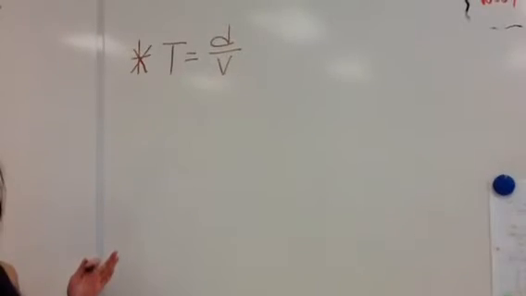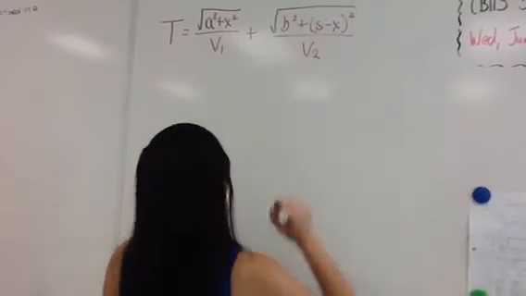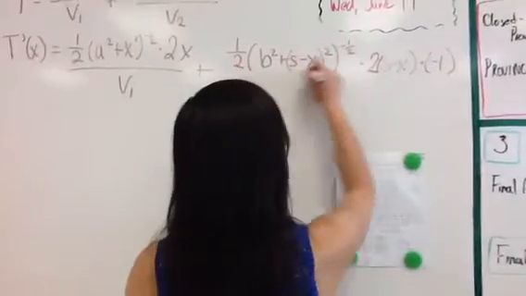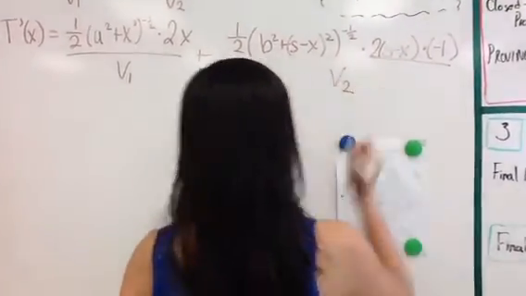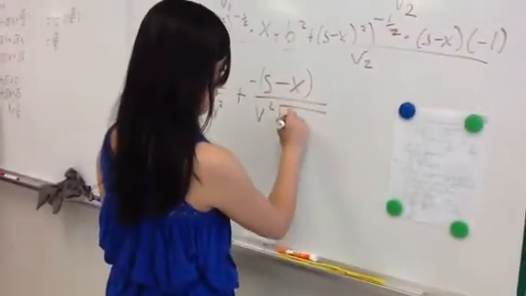Note that t equals d over v. Therefore, using this formula, we can find the time it takes to travel above and below the water and find the total time by adding them. And then find the derivative by using the chain rule, and then simplify.